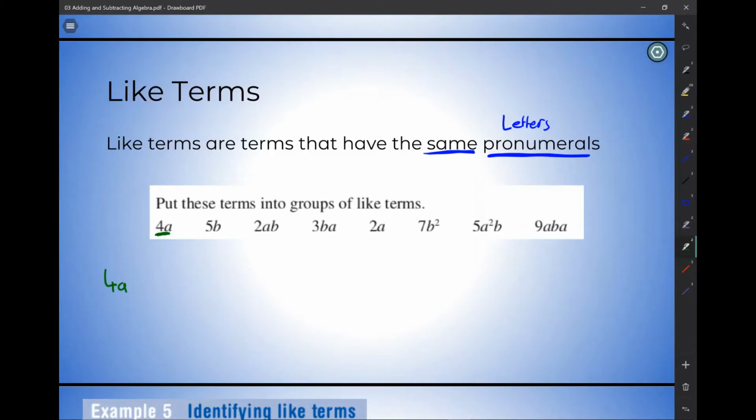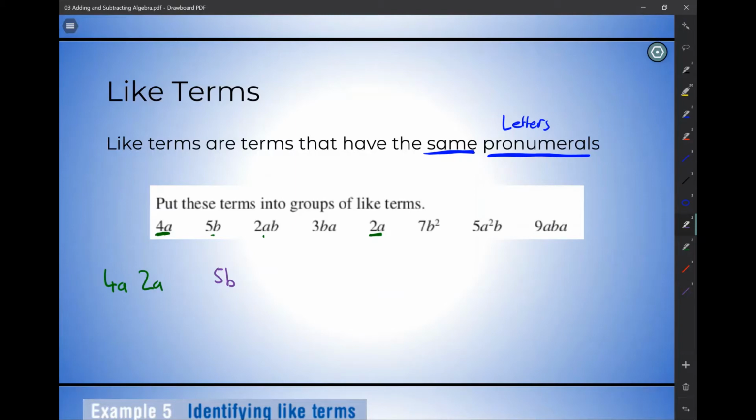So if we look through this list, 5b is not a like term. Okay? 2ab, yes, it has an a in it, but it doesn't only have an a, so that's not a like term of 4a. The only other term that's a like term of 4a is this one here, 2a, because the only letter it has is an a. Alright, so let's go and look at our next one, 5b.